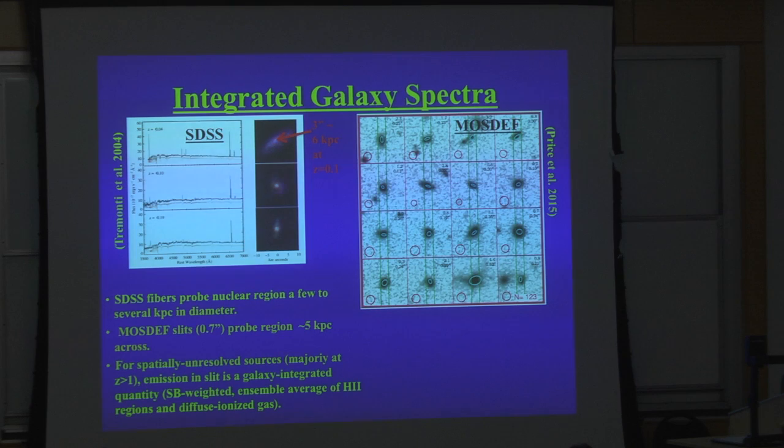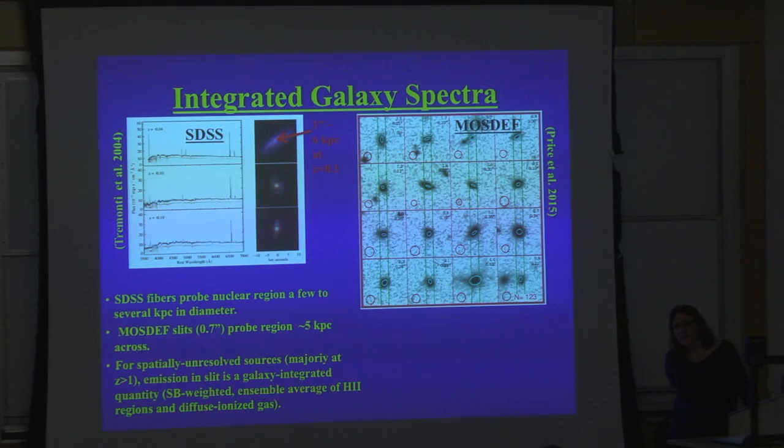Okay, so what is it we're actually collecting when we get the light from this galaxy in one of our MOSFIRE slits? So for a spatially unresolved source, we're basically treating the galaxy as a point source. Most of the things we're studying, we're treating that way. The emission that actually goes in our slit is a galaxy integrated quantity, which means it's sort of weighted by the surface brightness of the different parts of the galaxy. And it's an ensemble average of all these star-forming regions and the diffuse gas in the galaxy. Okay, so I'm going to come back to that at the end of the talk.